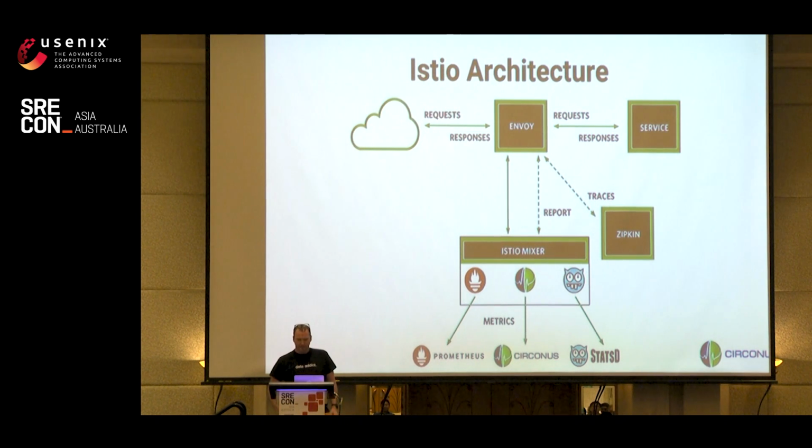Istio supports a number of adapters to send telemetry to Prometheus, Circonus, StatsD, SolarWinds, Datadog, and a number of others. You can also enable both Zipkin and Jaeger tracing, as well as generating service graphs to visualize the services involved.